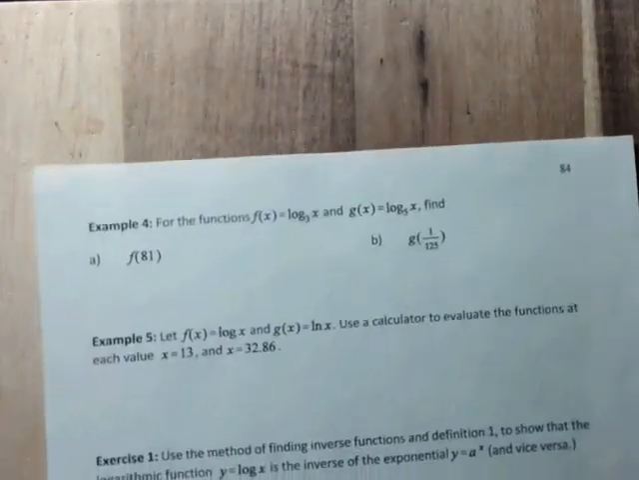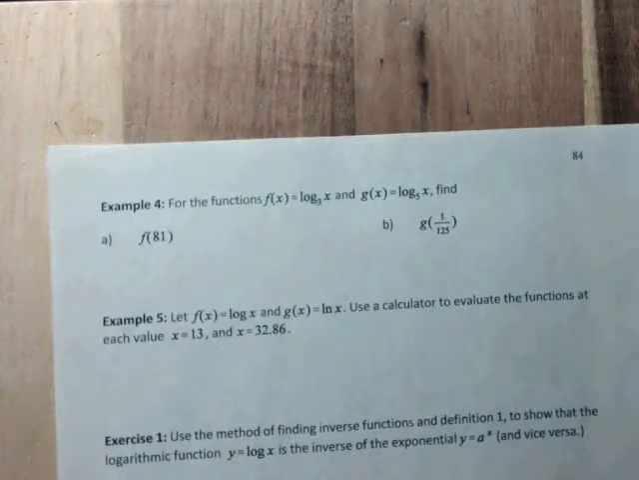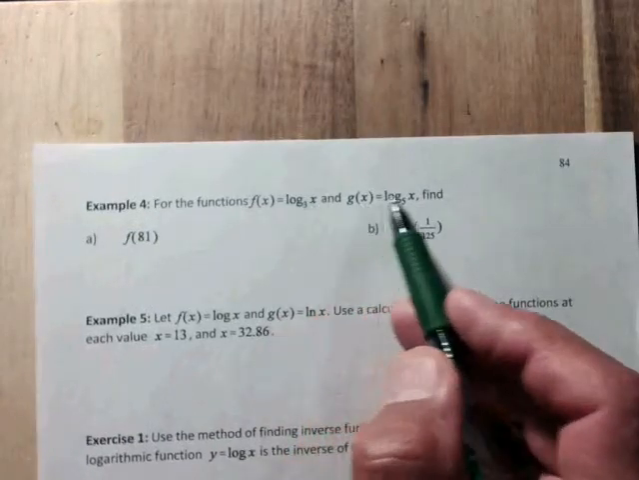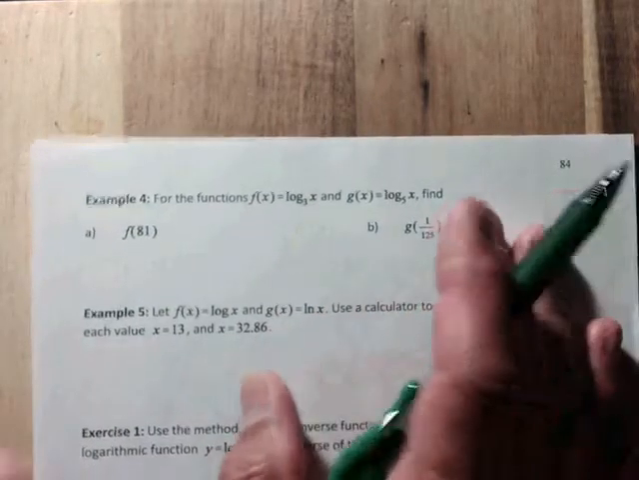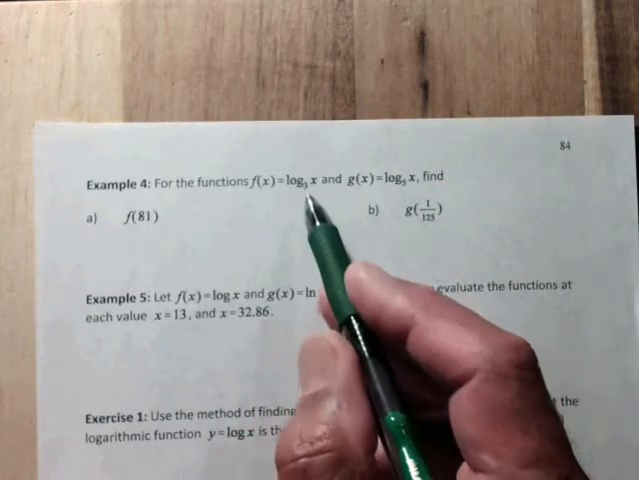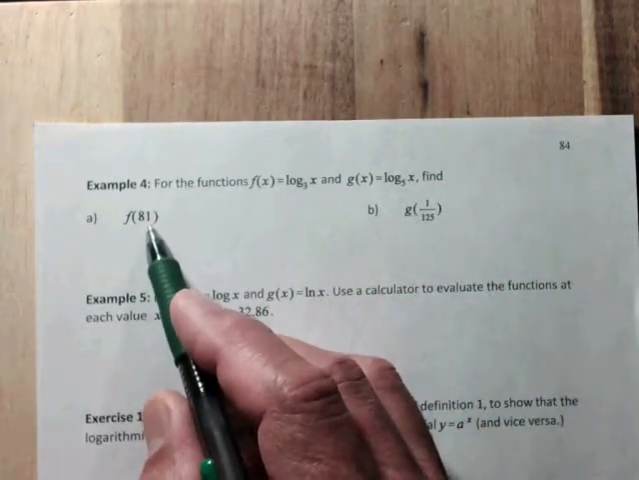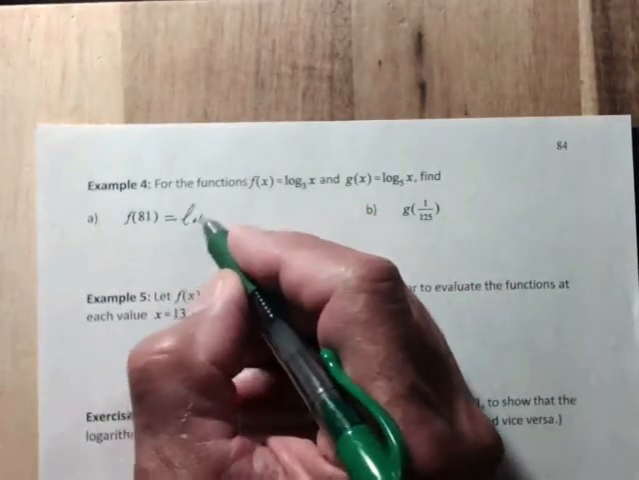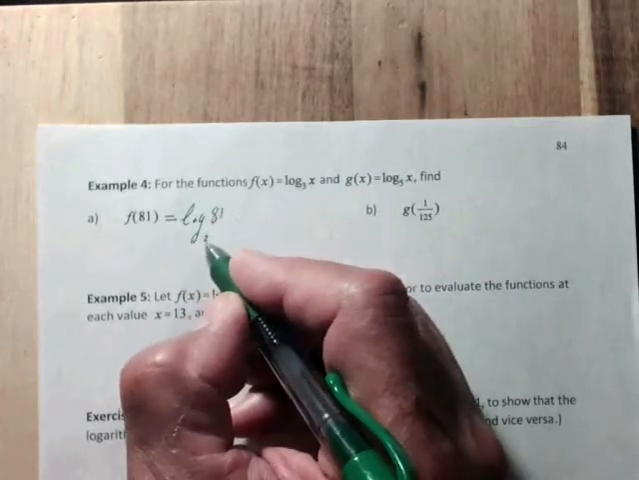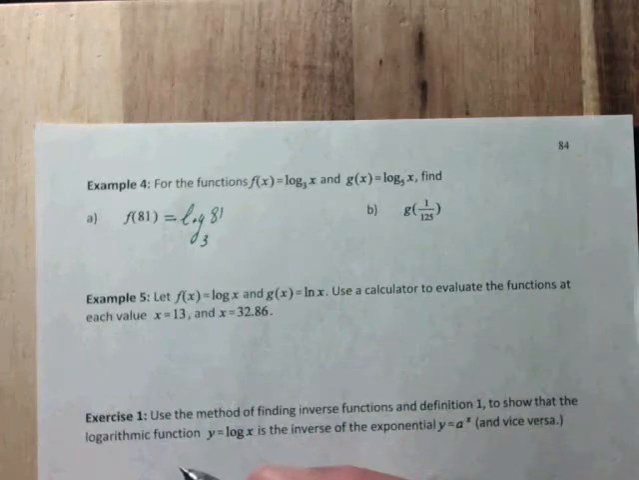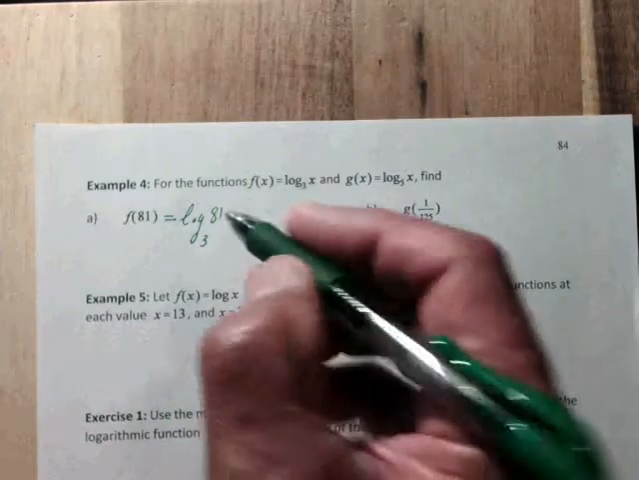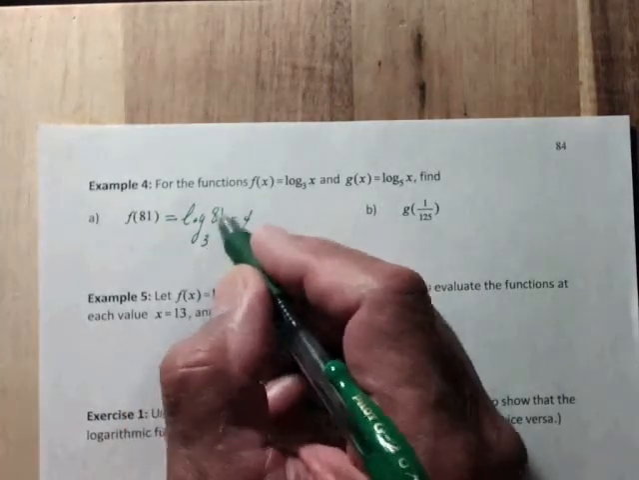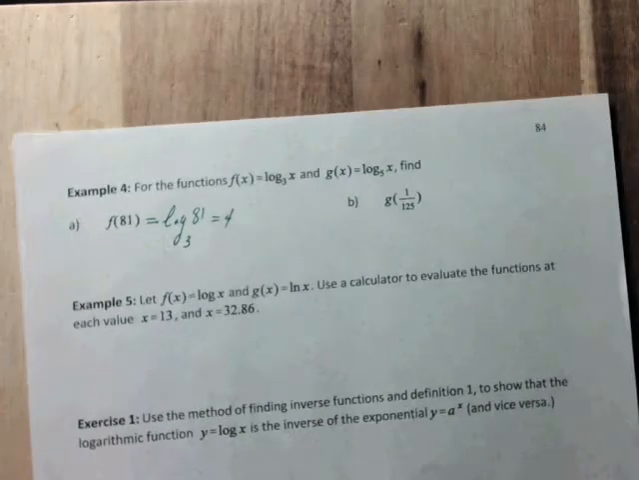Let's look at some examples. Let's say I have this function f of x equal to log of x to base 3, g of x equal to log of x to base 5. A logarithmic function, one base 3, one base 5. How do I find f of 81? f of 81 simply says logarithm of 81 to base 3. Now I can use my calculator to do this, and this is going to be equal to 4, because 3 to power 4 is 81.